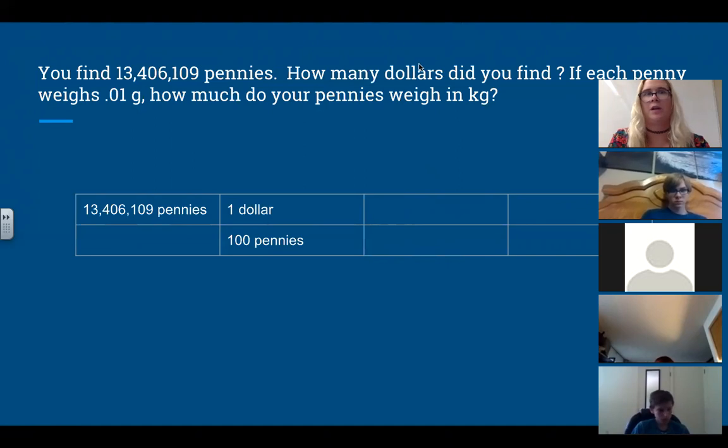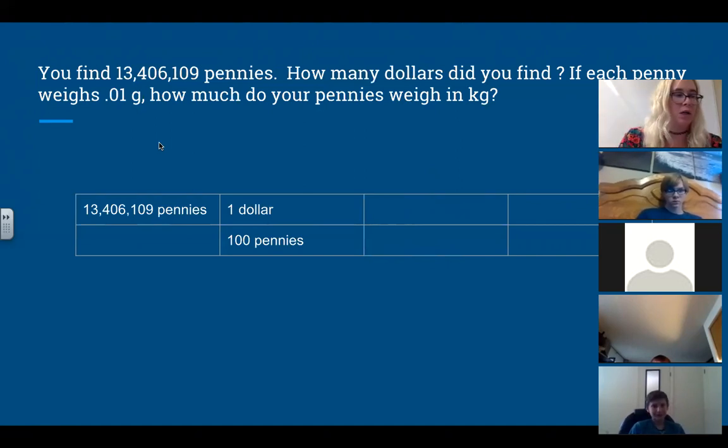So if you are finding an answer for either one of these questions, how many dollars you found or how much the pennies weigh, feel free to pop an answer into the chat if you do have one. Otherwise, I'm going to give you guys probably about 45 more seconds and we're going to start going over this.